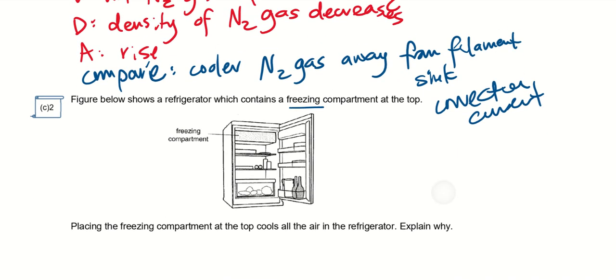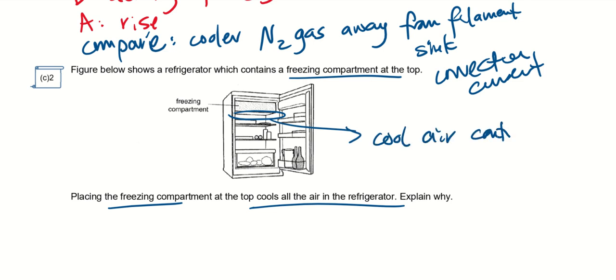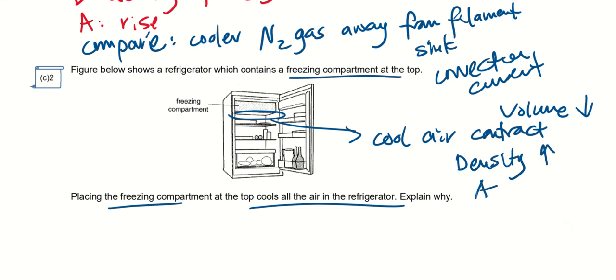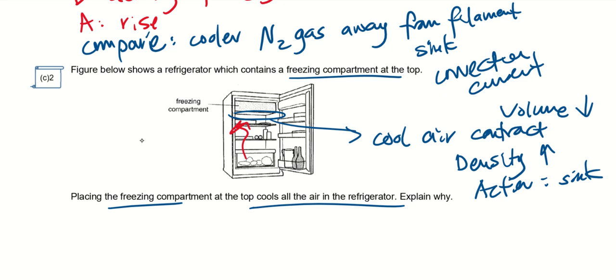So we have a freezing compartment, so I'll just talk you through it. Why is it at the top? How is it going to cool all the air in the fridge? So this freezing compartment will cool the air around it, right? So the cool air will contract, the volume decreases. Therefore the density increases, then the action, it will sink. Okay, then the warmer air at the bottom will rise to take the place.